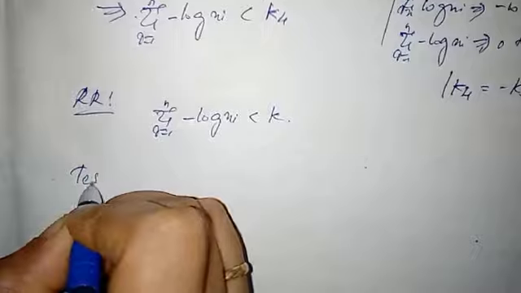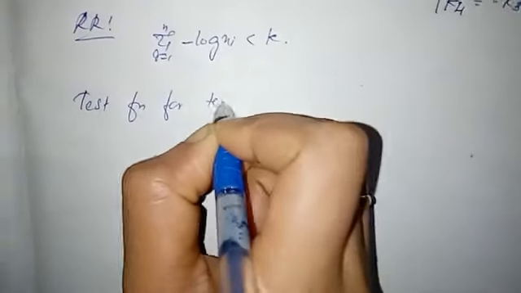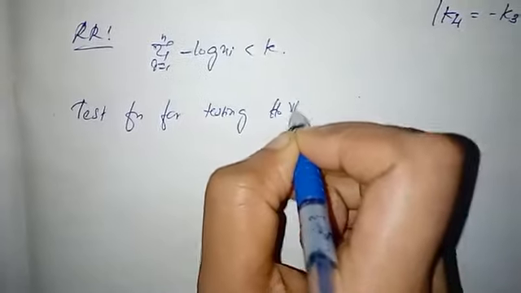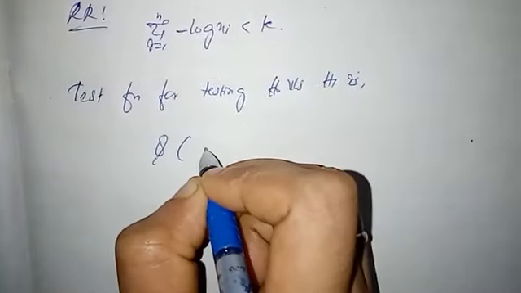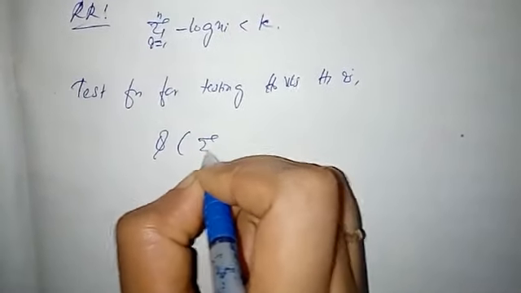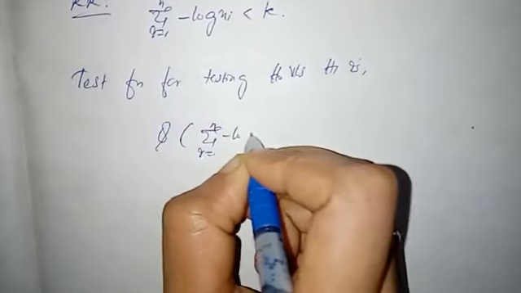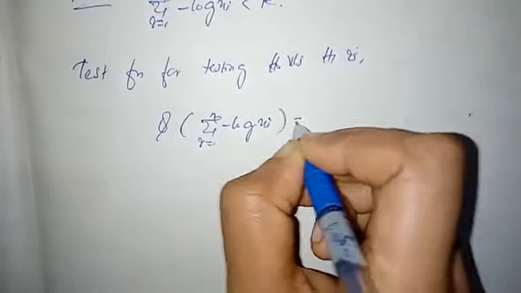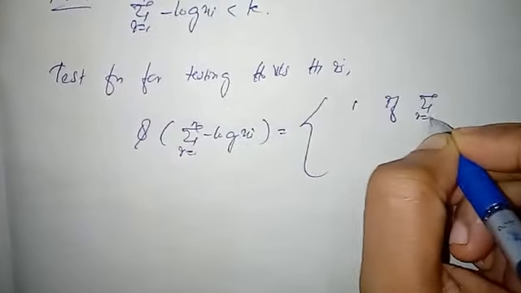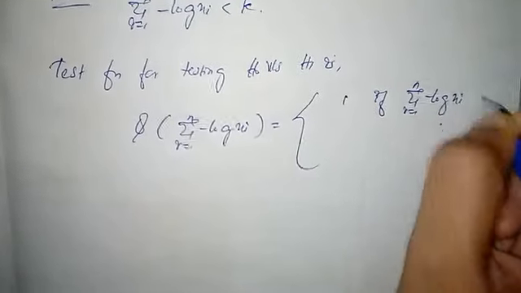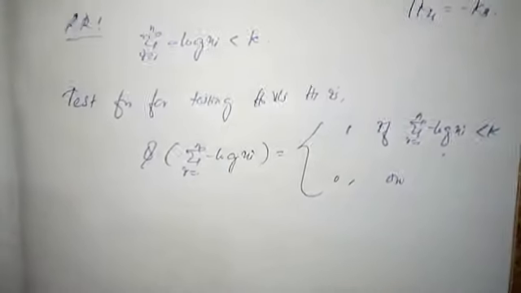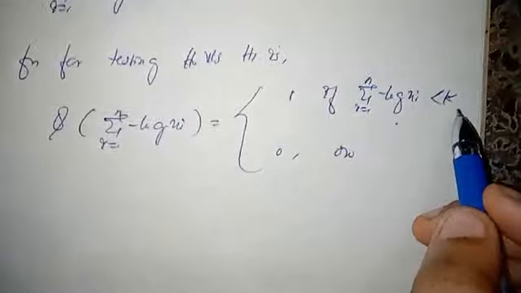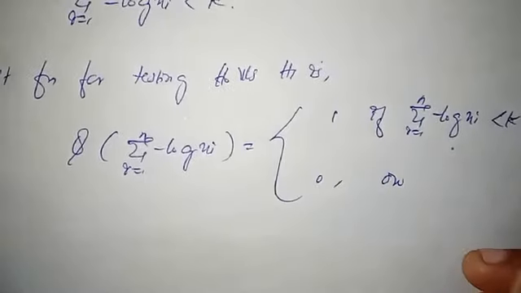Then what is the test function for testing H0 versus H1? Phi of the summation from i = 1 to n of minus log xi equals 1 if the summation from i = 1 to n of minus log xi is less than k, and 0 otherwise. Here we need to determine the value of k by using the size of the test.